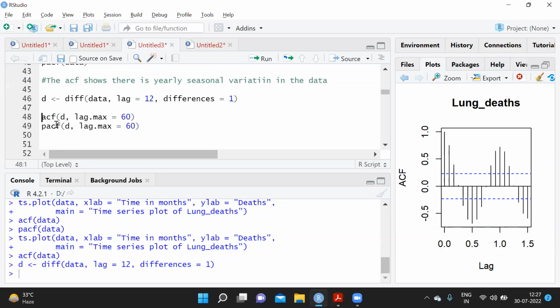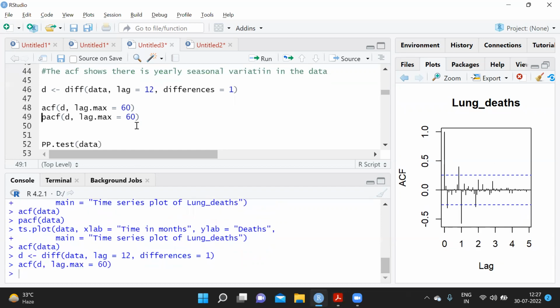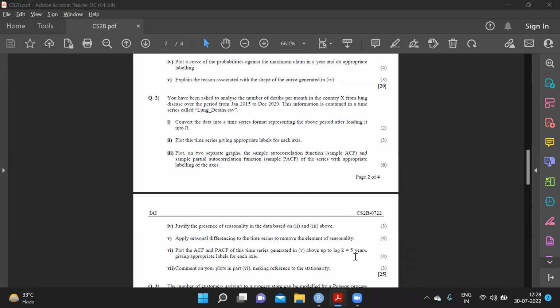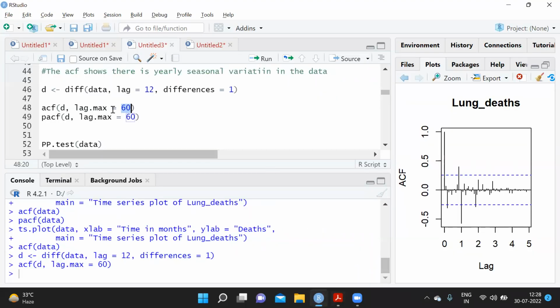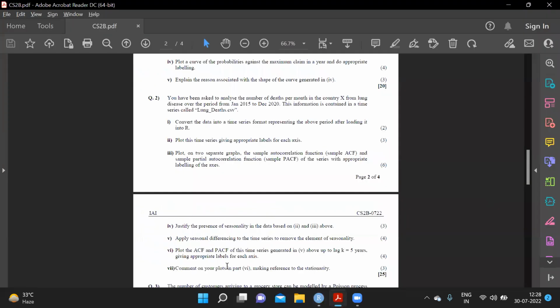So first we need to understand, plot the ACF, which is lag.max equals 60. Why have I written 60? Because it said lag.max k equals 5 years. Our data's frequency is 12. So 12 into 5, 60. So we can see that there's no seasonality now in the data, and the PACF also shows no seasonality.